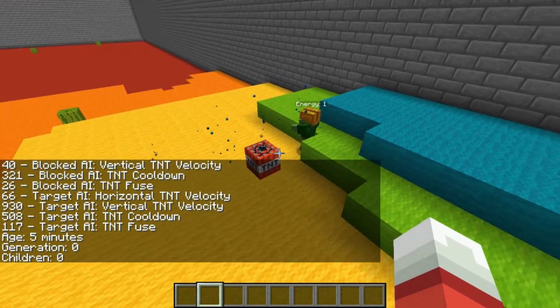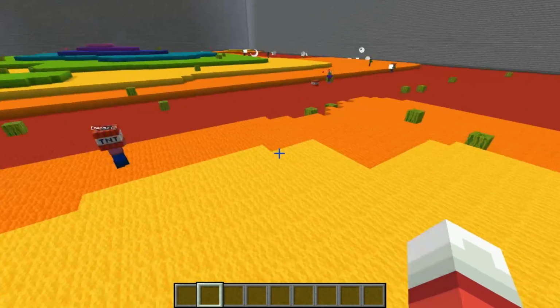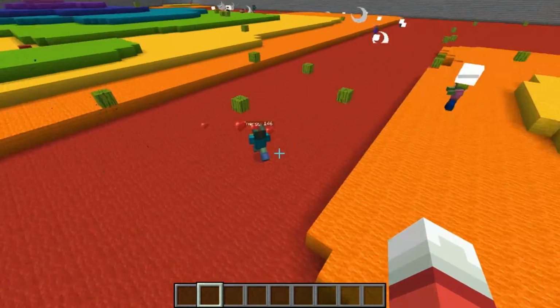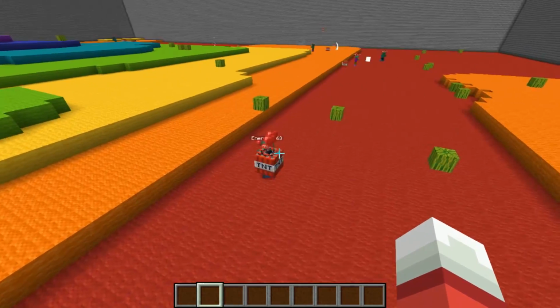This guy is about to die. He is out of energy. No food to be eaten. Dead. So each of the 3 types of AI have those properties: the trajectory, the cooldown, and the fuse.